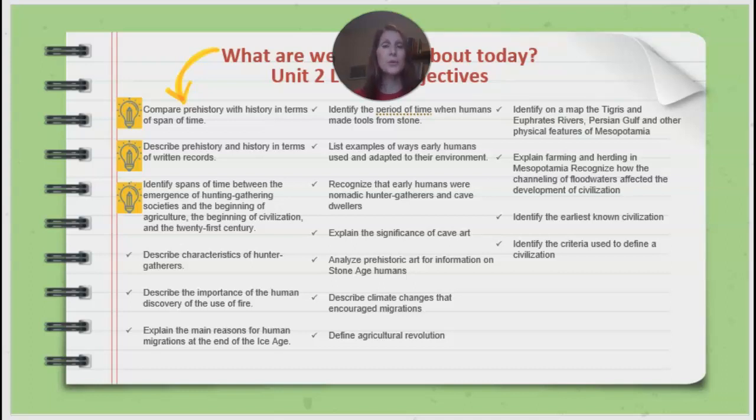We're just covering 3 of them for lesson 2.01: comparing prehistory and history in terms of span of time, describe prehistory and history in terms of written records, and identify spans of time between the emergence of hunting-gathering societies and the beginning of agriculture, the beginning of civilization, and the 21st century. So all those other objectives we'll cover in other lessons during Unit 2, and some will overlap. You know, we may come back to some of these, or some may overlap between 2 lessons, but for this lesson in particular, these are the 3 that we will be covering.